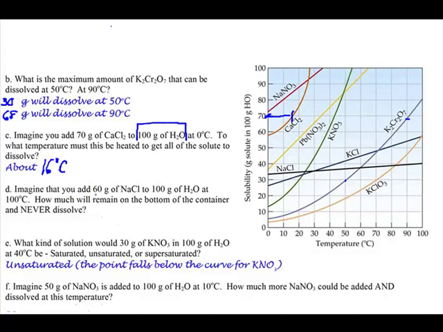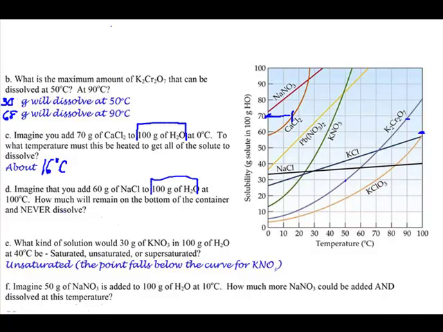Letter D. Imagine you had 60 grams of NaCl in 100 grams of water. That just means we can use the curve as is. We don't have to set proportions. And it's at 100 degrees Celsius. So here we go. 60 grams of NaCl. So let's go to 60 grams. Let's go to 100 degrees. Put a mark right there.